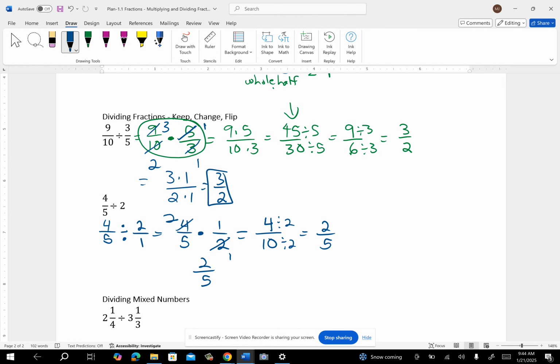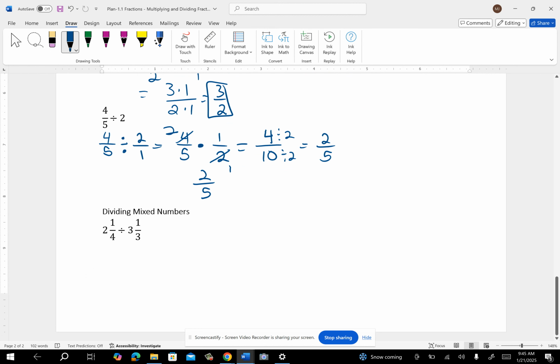Okay? And then if you're dividing mixed numbers, just change them to improper fractions first. So 2 times 4 plus 1 would mean 9/4 is being divided by 3 times 3 plus 1, which is 10/3. So then keep, change to multiplication, and take the reciprocal of the second fraction. If there's something that can be canceled out, you do it, but notice that 9 is just 3 times 3. And down here, we just have 2 times 2 and 2 times 5. So there's going to be nothing we can do to simplify that.